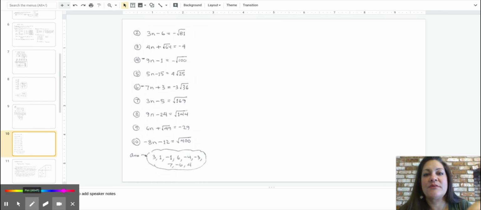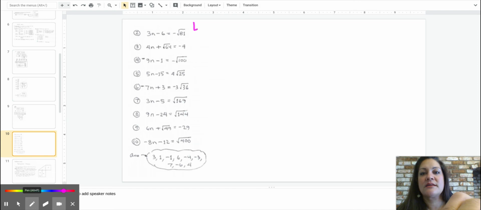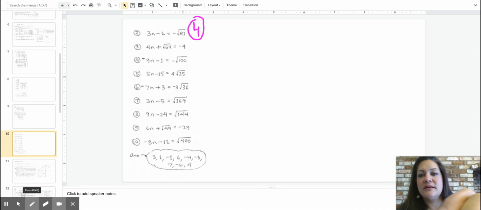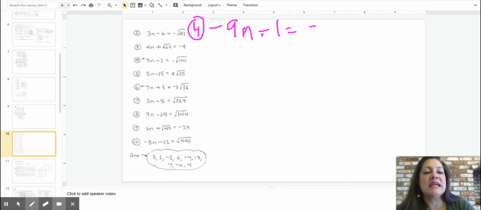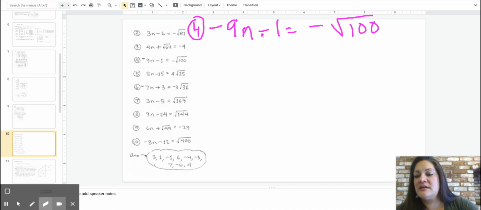Okay, number 4. Negative 9n minus 1 equals negative square root of 100. It's like I hiccuped there.